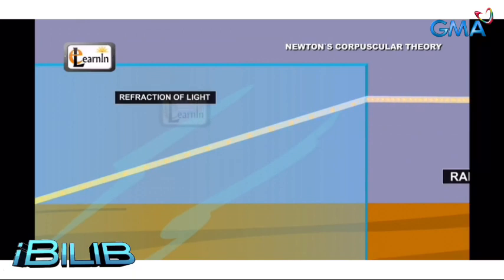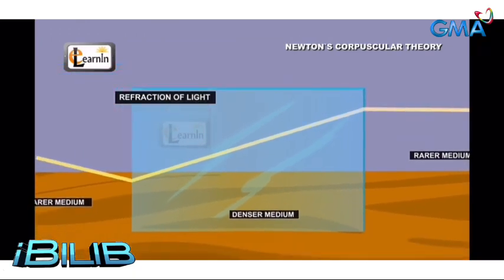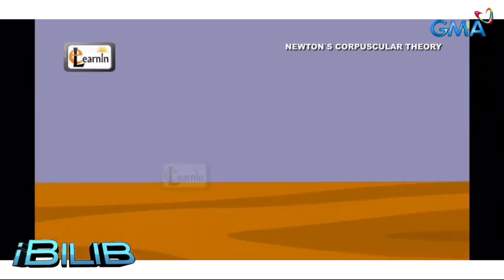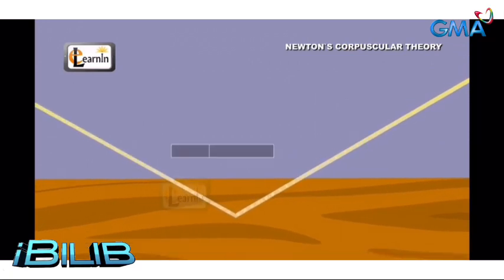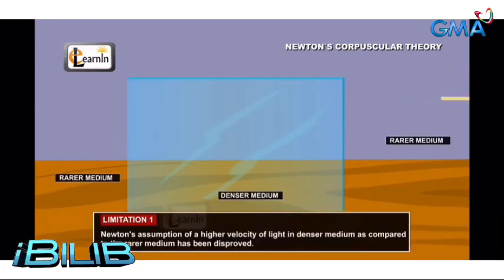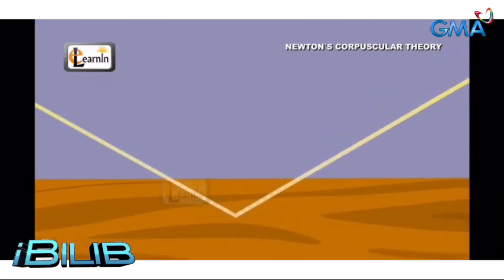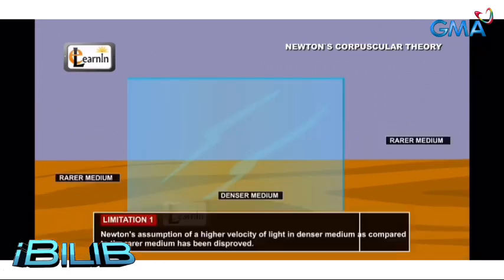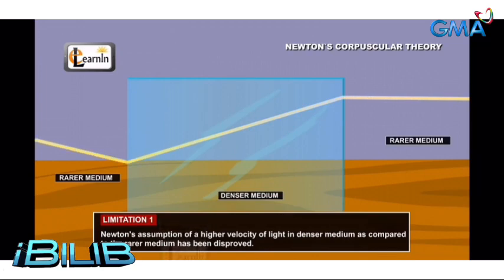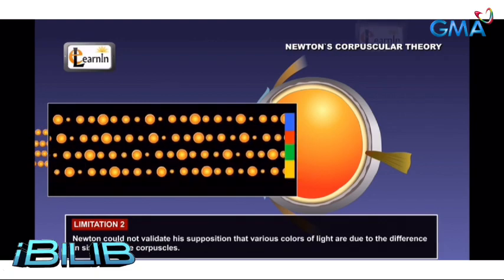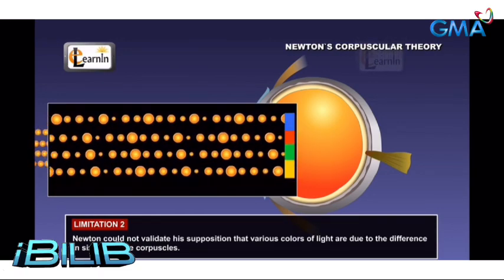According to Newton, the refraction of light was due to the supposed change in the speed at which they traveled, thereby causing a resultant change in the direction whenever these corpuscles enter from a denser medium to a rarer medium. Although Newton's corpuscle theory of light could successfully explain the reflection of light, his assumption of higher velocity of light in denser medium as compared to the rarer medium has been disproved. He was also unable to validate his supposition that various colors of light are due to the difference in sizes of the corpuscles.